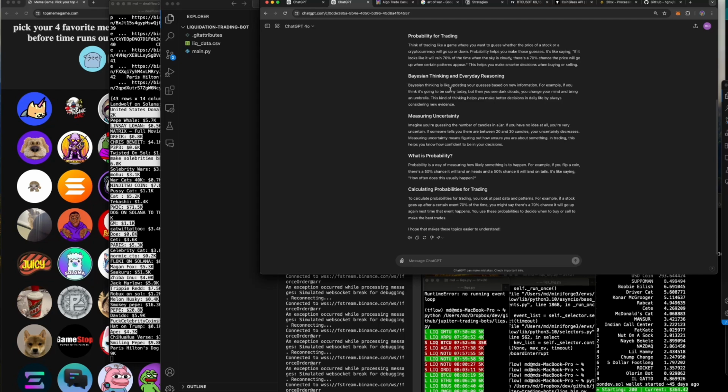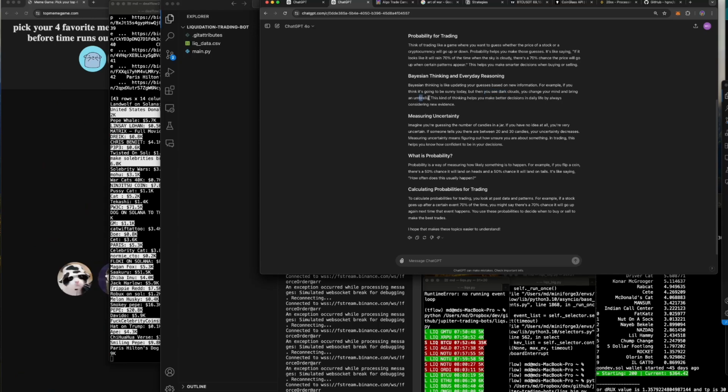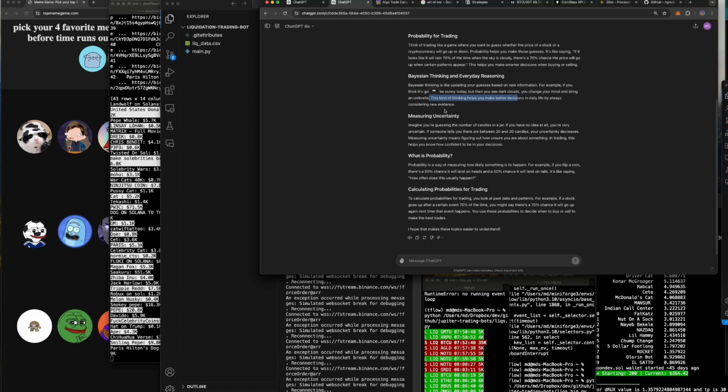Bayesian thinking and everyday reasoning. Bayesian thinking is like updating your guesses based on new information. For example, if you think it's going to be sunny today, then you see dark clouds, you change your mind and bring an umbrella. This kind of thinking helps you make better decisions in daily life by always considering new evidence.